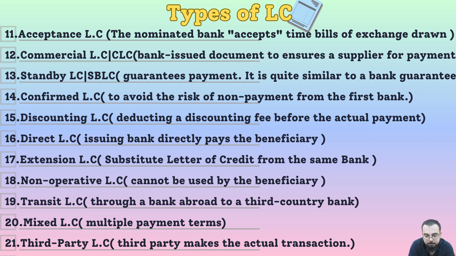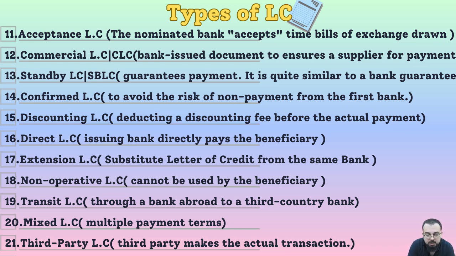Confirmed LC. The exporter can seek additional protection by getting a confirmed LC, where the advising bank also ensures the payment. This is primarily to avoid the risk of non-payment from the first bank. It will add to the cost of doing business for the exporter. Discounting the letter of credit.